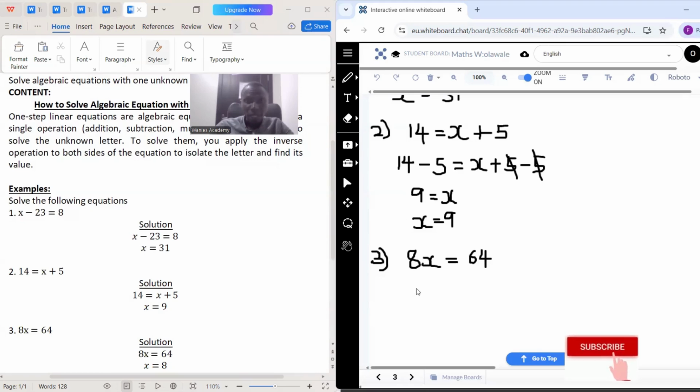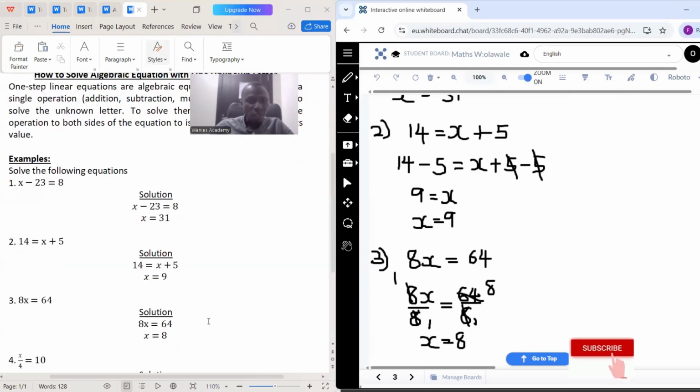So dividing both sides by 8, we have 8x divided by 8, then equals to, we have 64 divided by 8. 8 divided by 8, then have this to be 1, and 64 divided by 8, then have this to be 8. So we have x now to be equals to 8. On to the last question here.